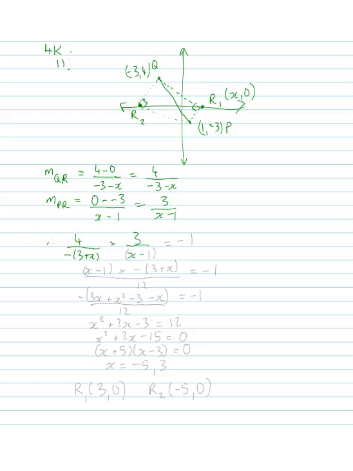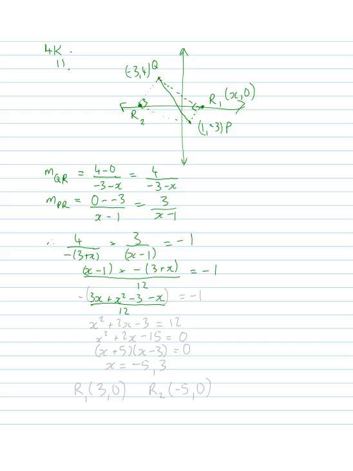Now those two things need to multiply together to be equal to minus 1 to meet the criteria of them being perpendicular, and therefore we get 4 on minus, in brackets 3 plus x, times by 3 on x minus 1 being equal to minus 1. And what I'm going to do at this point is flip everything, because there's a product on the left hand side, and so I get x minus 1 times negative 3 plus x on 12 is still equal to minus 1, because the inverse of minus 1 is still minus 1.